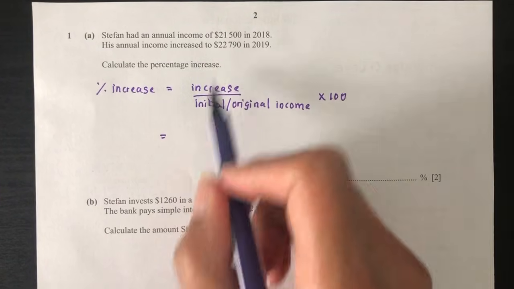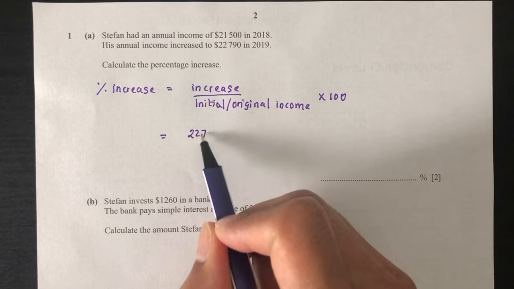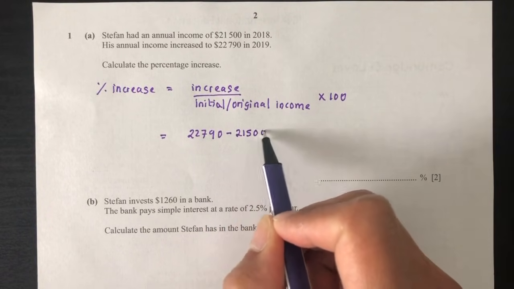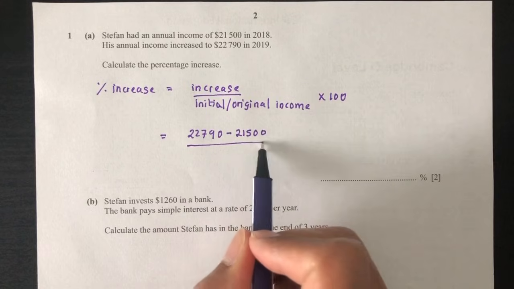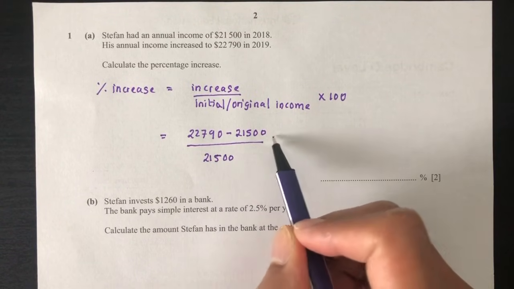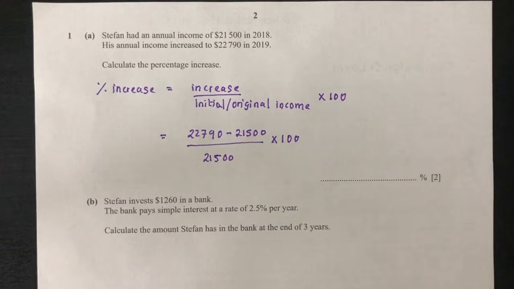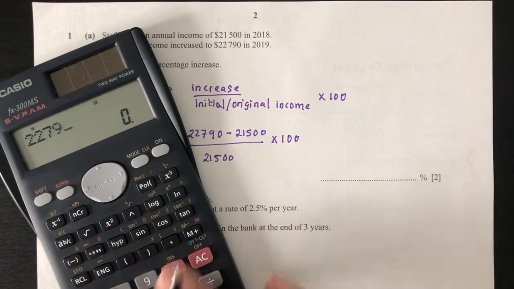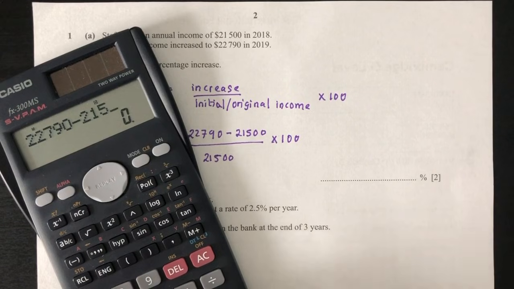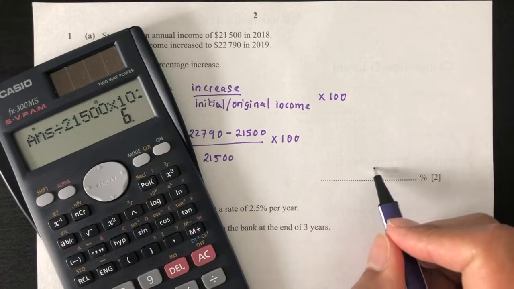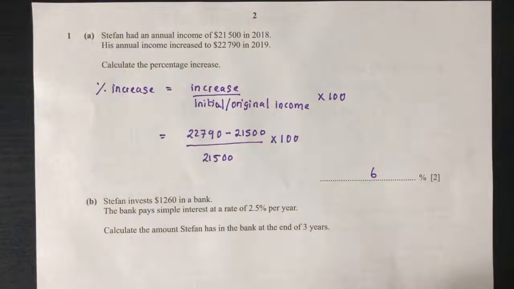What is the increase? Increase will be 22,790 minus 21,500. This will be the increase divided by the initial salary times 100. Okay, let's see, what do we get? So 22,790 minus 21,500 divided by 21,500 times 100. That will give me 6% for the increase.